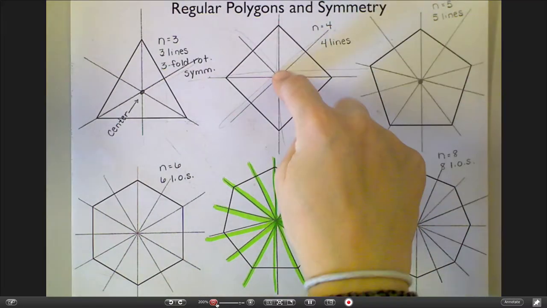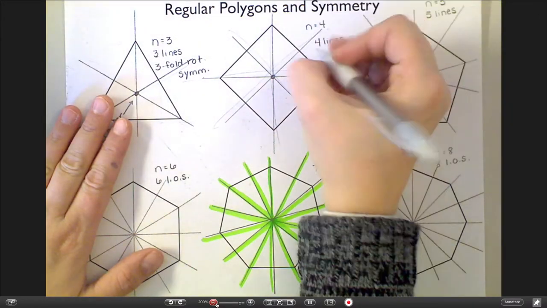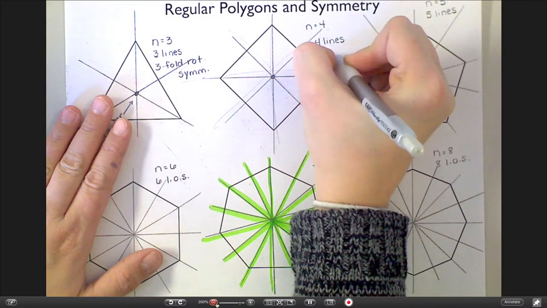How many times could you spin this one? 4. This one has 4-fold rotational symmetry.